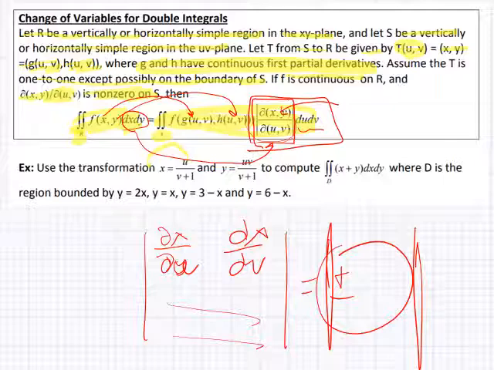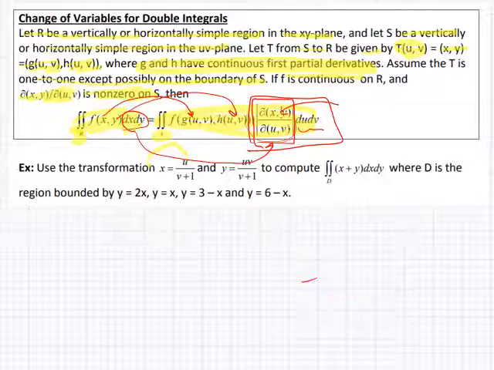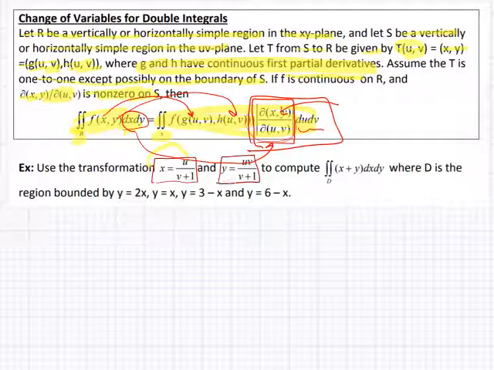So now we need to look at this particular example. Now, I'll warn you, these are not easy, and the hardest part is the limits of integration. So let's set up a couple of things we need. First off, there's a particular substitution we're going to use here, that x equals u over v plus 1 and y equals u times v over v plus 1.